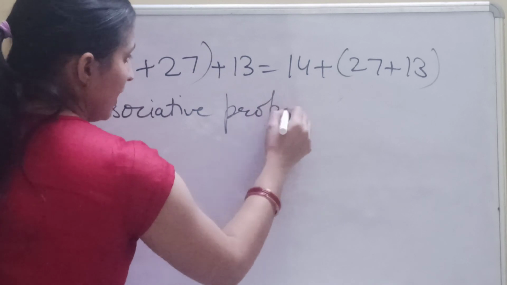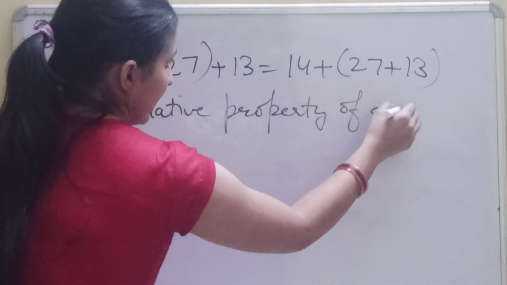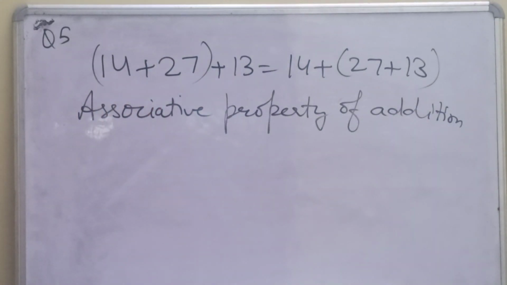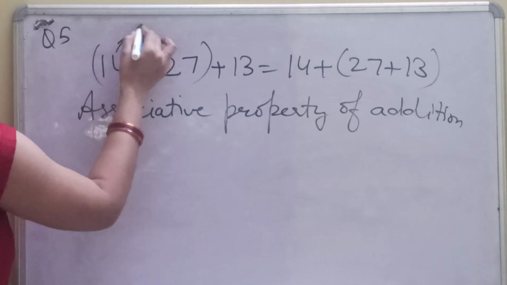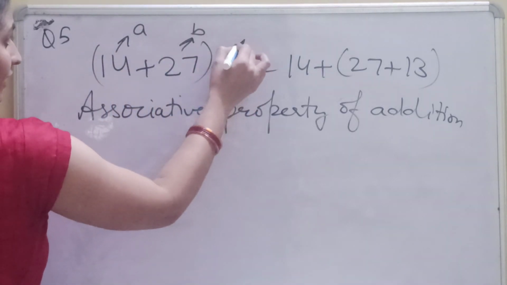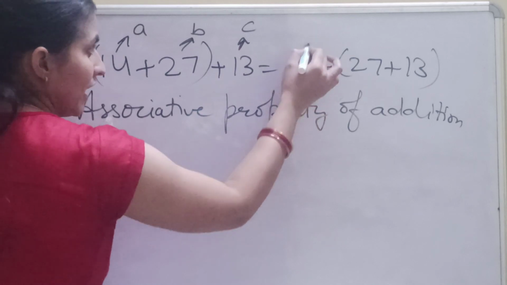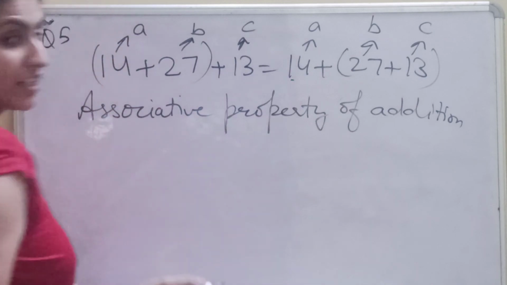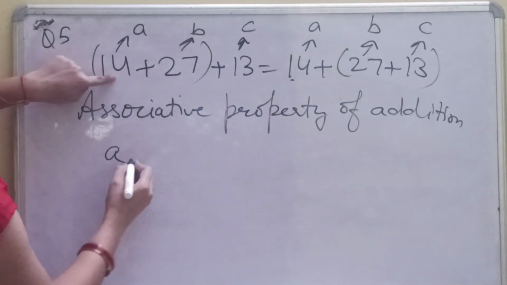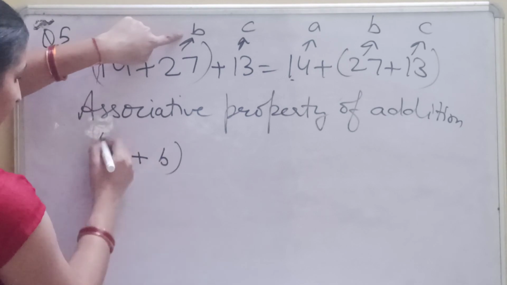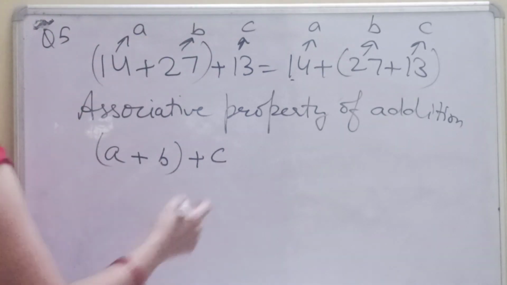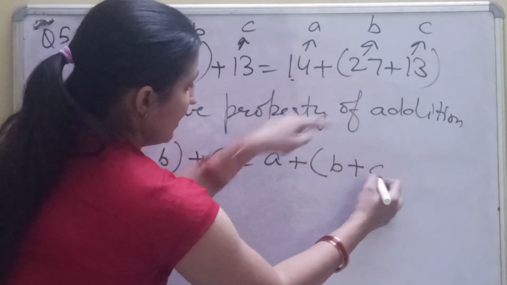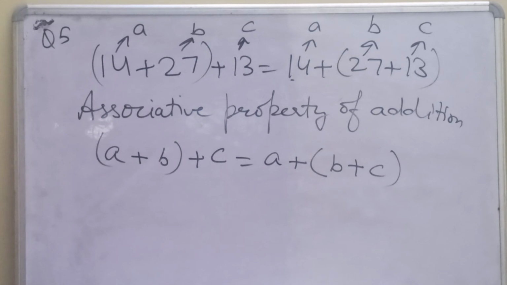Associative property of addition. He is saying if you have to represent this in the form of variables a, b, c. So let's take this as a, this as b and this as c. So here 14 is a, 27 is b and 13 is c. So how will we write? (a + b) + c equals (14 + 27) + 13, that is a + b + c. This way we can write it in the form of variables.